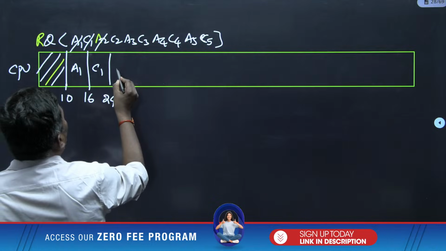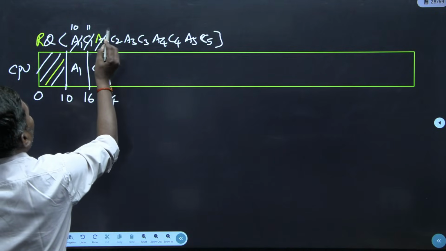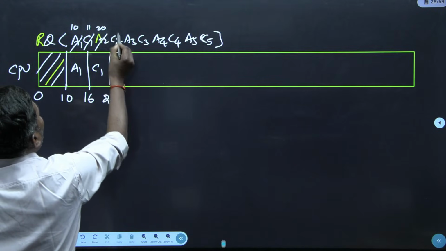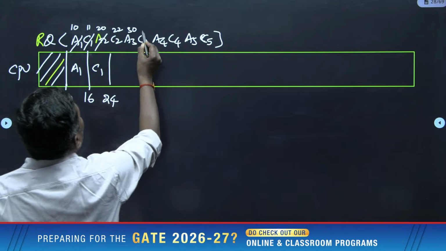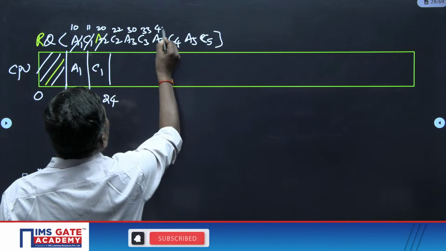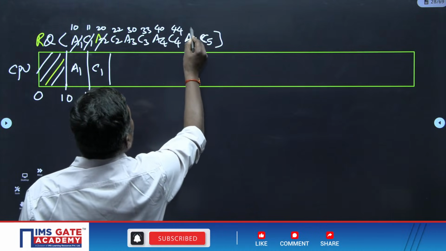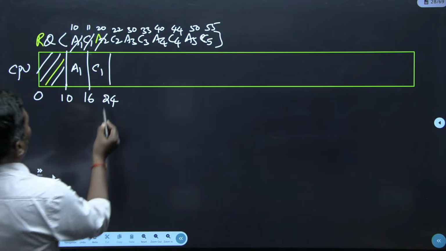Then I can schedule what? A2, because it came at 10. The next came at 11, the next at 20, it came at 22, it came at 30, it came at 33, it came at 40, it came at 44, it came at 50, it came at 55, like this. So I schedule C1 and it is completed.